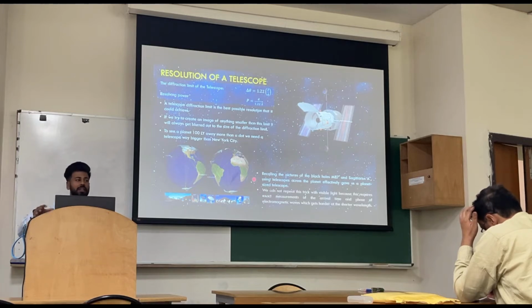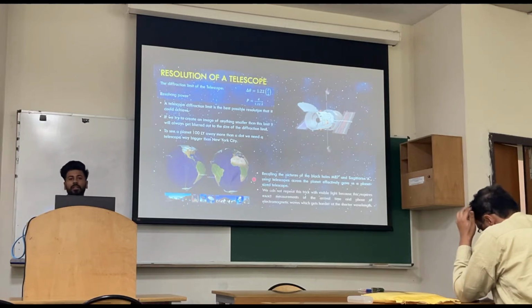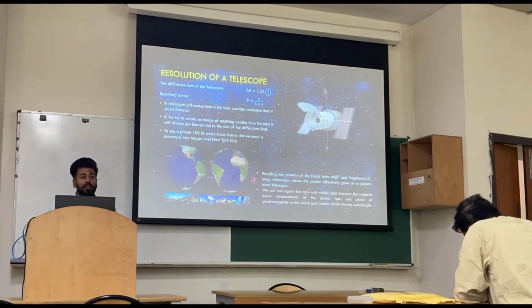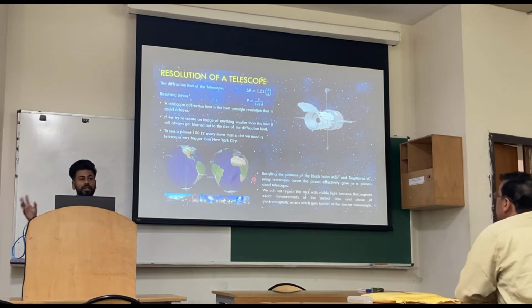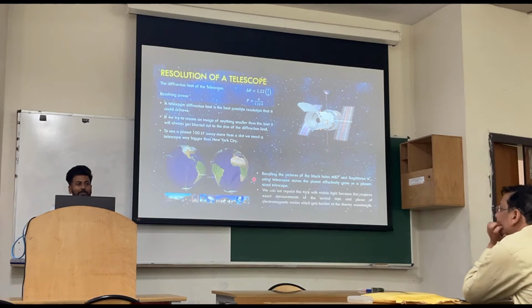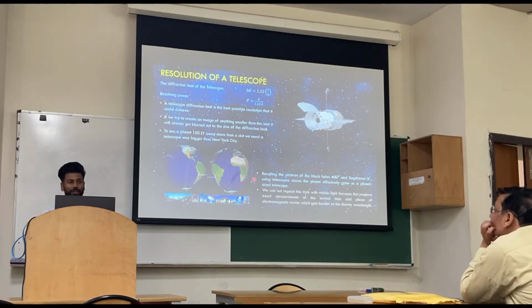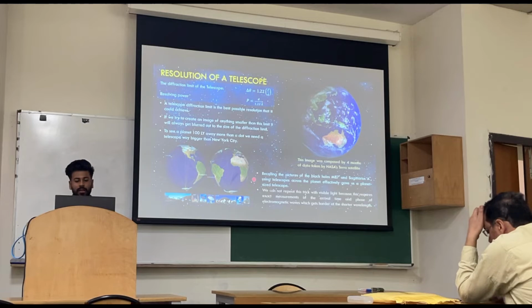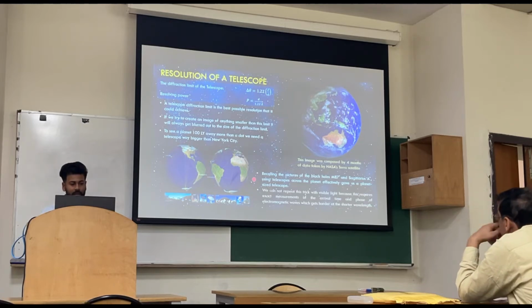If I somehow manage to make that bigger telescope, the story still doesn't end here. I also need a great integration time, which is about 100,000 years. If you're willing to give that much time, then it's good, but I'm not looking for that. I just want to image something like this, a 1000 by 1000 pixel image. This image was composed of 4 months of data taken by the NASA Terra satellite.